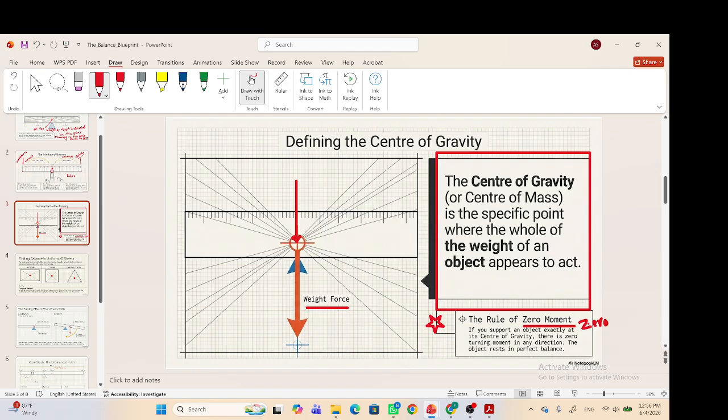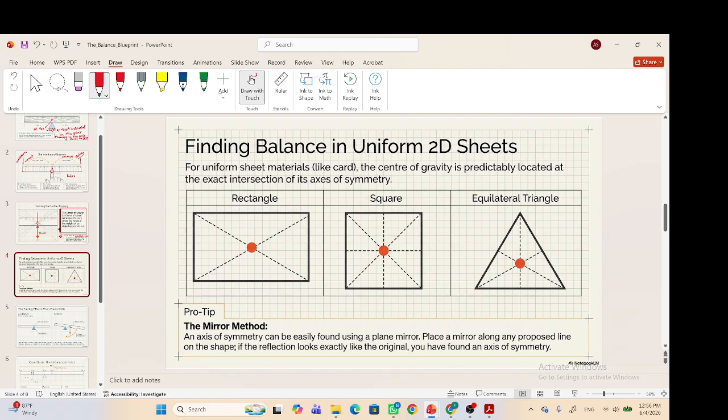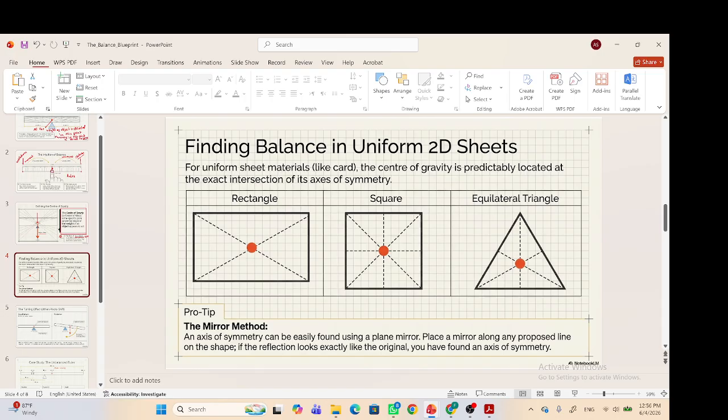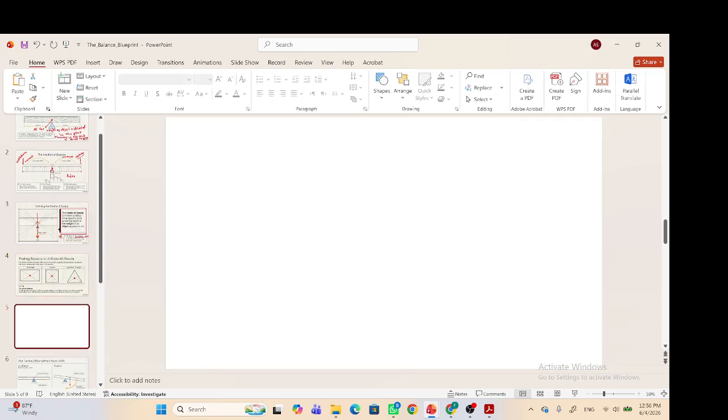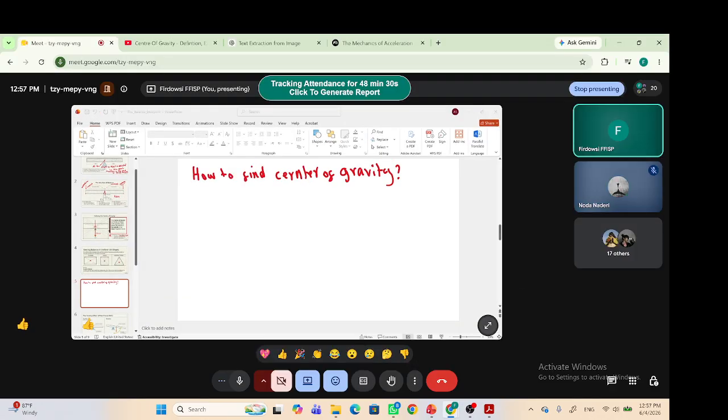Okay, so here is the question. How to find the center of gravity? Simple question, and if you have any idea, you can share. How to find the center of gravity? Okay, now if you have any ideas, you can share here.